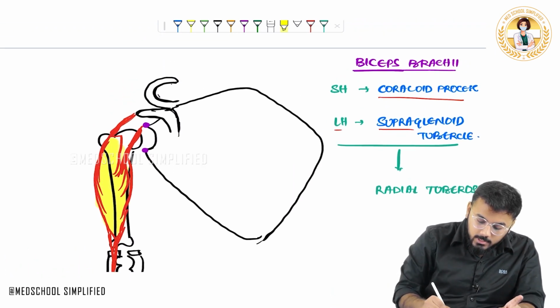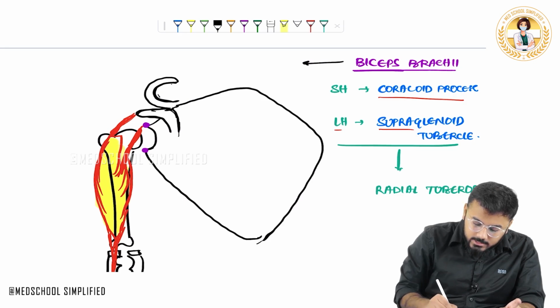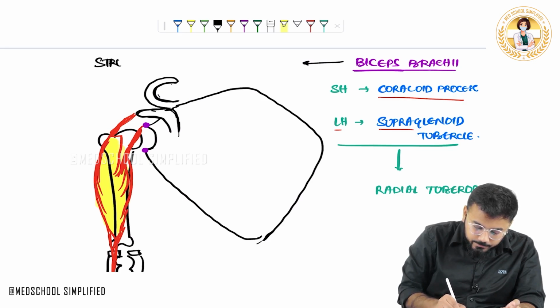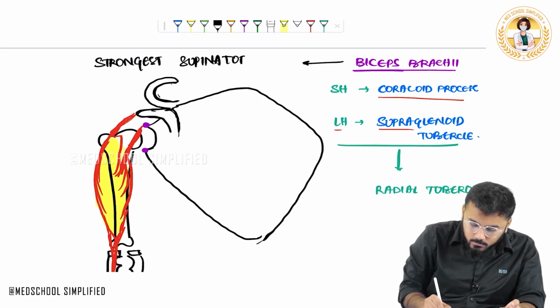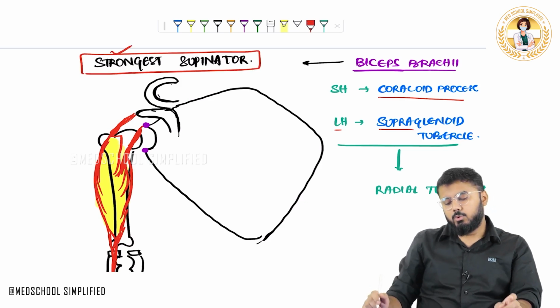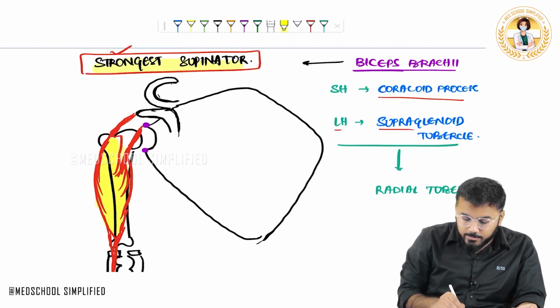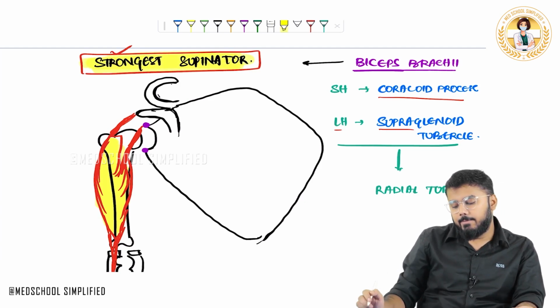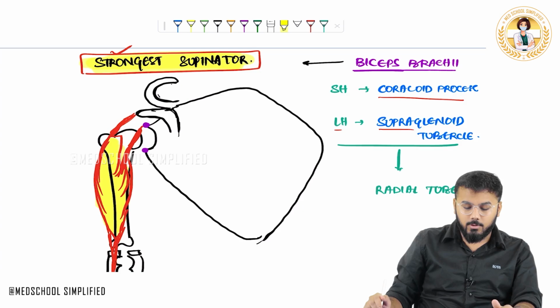Most of you don't know this. So keep it in mind. Biceps muscle is the strongest supinator. Right, so biceps is your strongest supinator of your body. So keep this thing, print it in your mind. Biceps is your strongest supinator of your body.